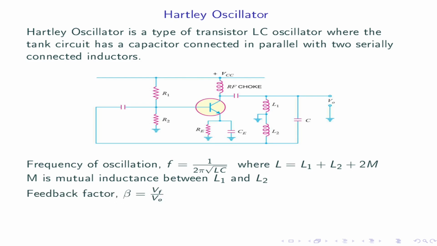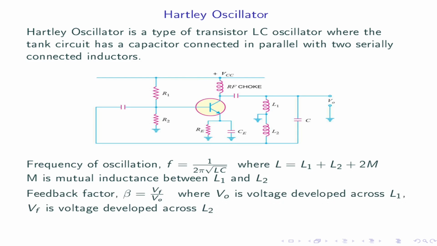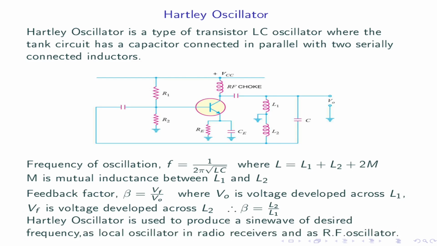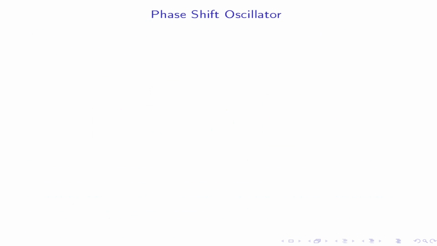Feedback factor beta is equal to Vf by Vo, where Vo is the voltage across L1 and Vf is the voltage developed across L2. Thus, beta is equal to L2 by L1. Hartley oscillator is used to produce sine waves of desired frequency, as a local oscillator in radio receivers, and as an RF oscillator. Phase shift oscillator.